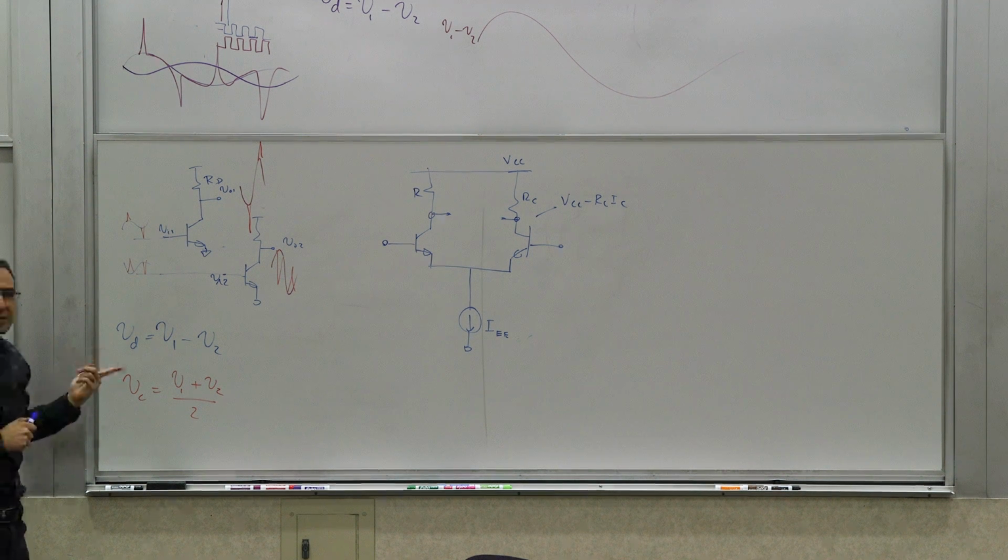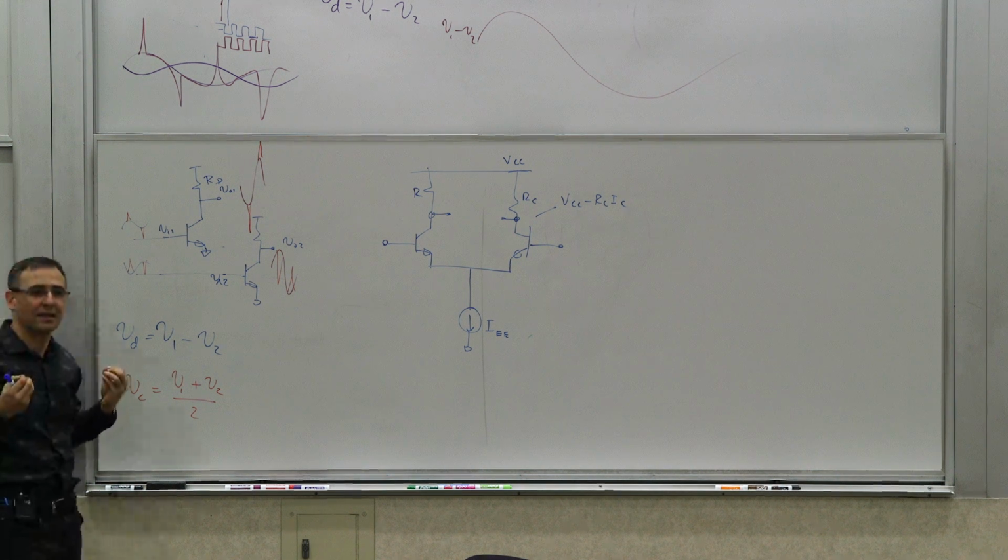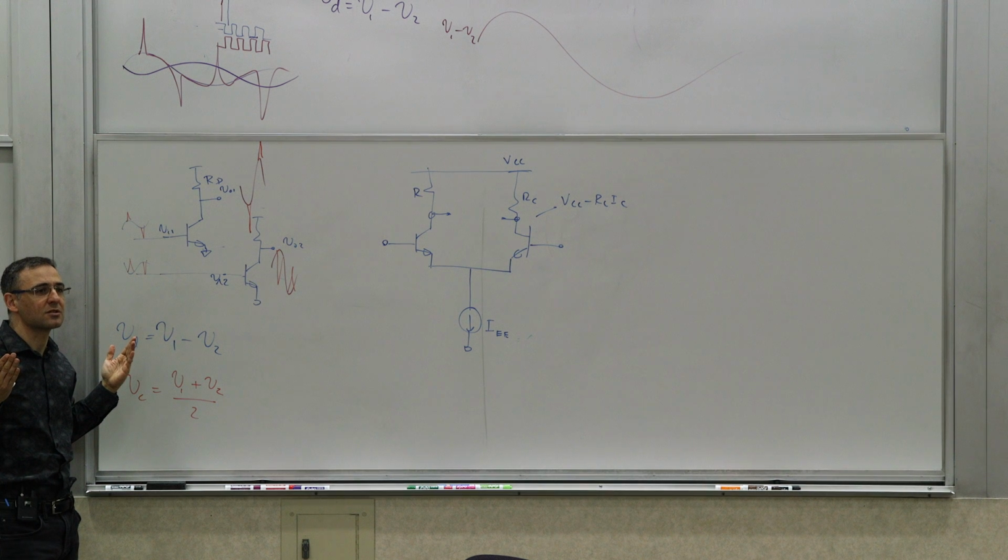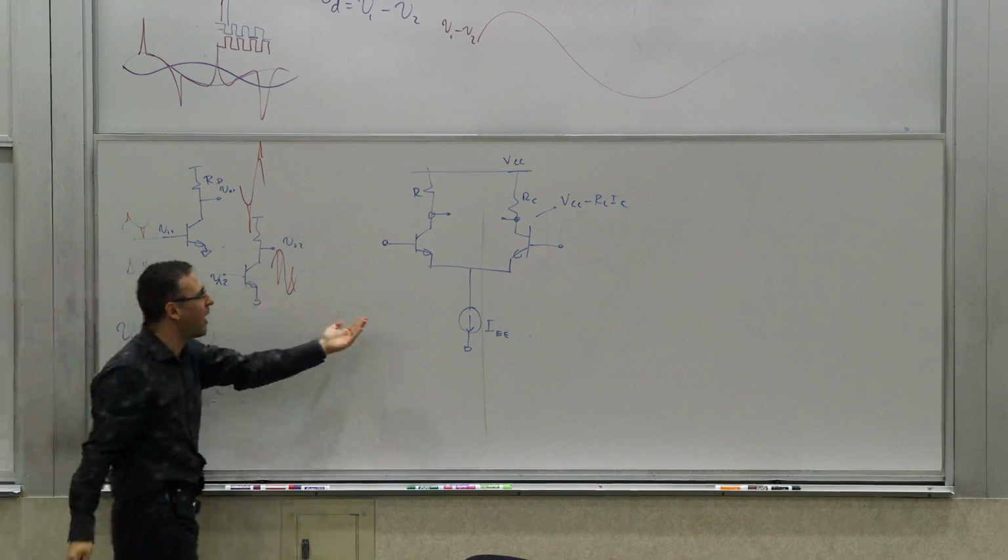So the quality of that current source would determine your common mode rejection ratio. And these are the insights you need to develop and expand on before you write equations. And also you need to understand the thought process of how you arrive at this stage.